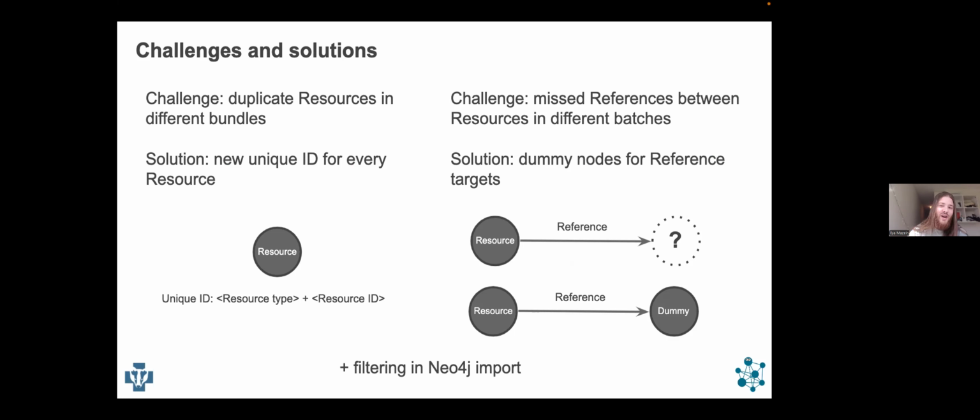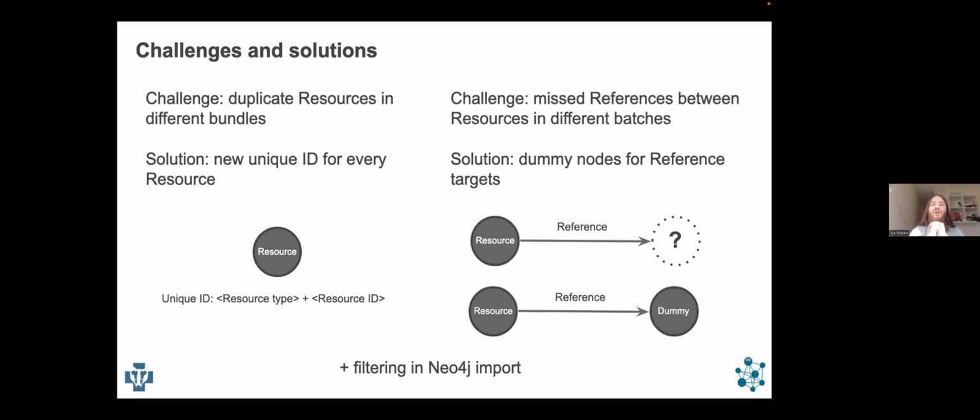Now, the second challenge coming from the batching approach is that obviously the references that we create directly between the different resources, that happens in the graph processing step. And the graph processing step is separate for every batch of patient bundles, meaning that certain references or connections between resources that are potentially located in different bundles would be missed. And obviously, we would not want to have any missing data.